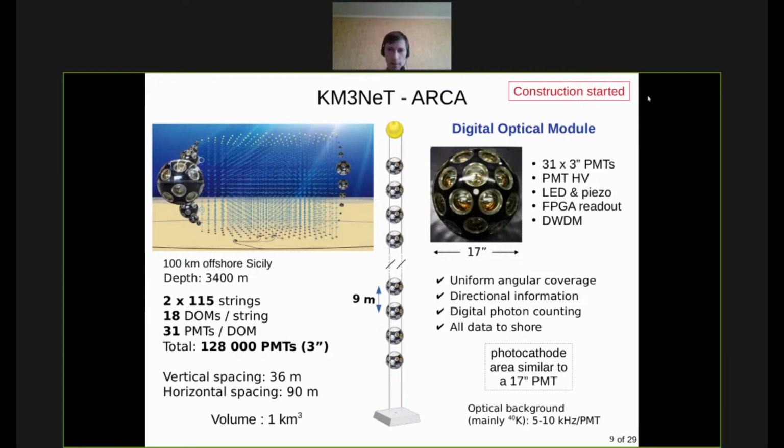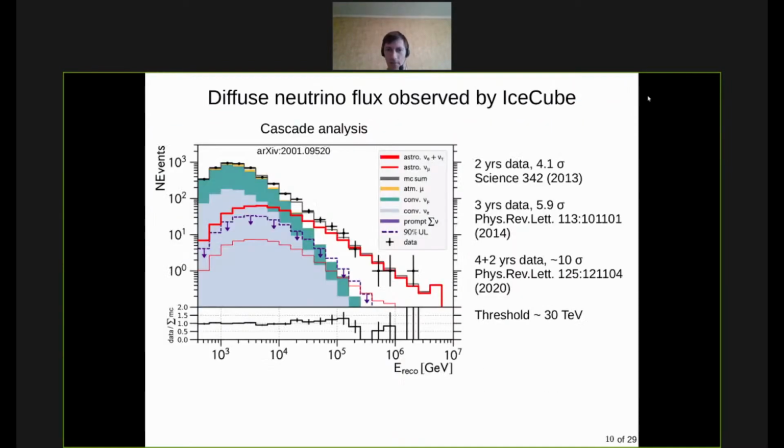Vertical spacing between optical modules is 36 meters. The 9 meters here is a typo. So 36 meters vertical spacing and 90 meters between strings. And as I said, this is under construction, in the first stages of construction. So now let's go through some results, mainly by IceCube.